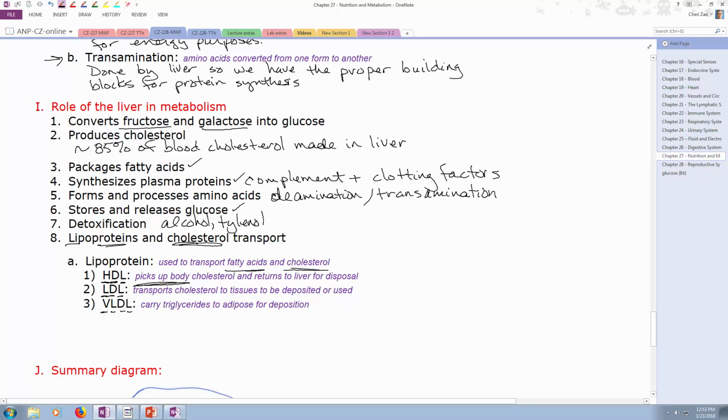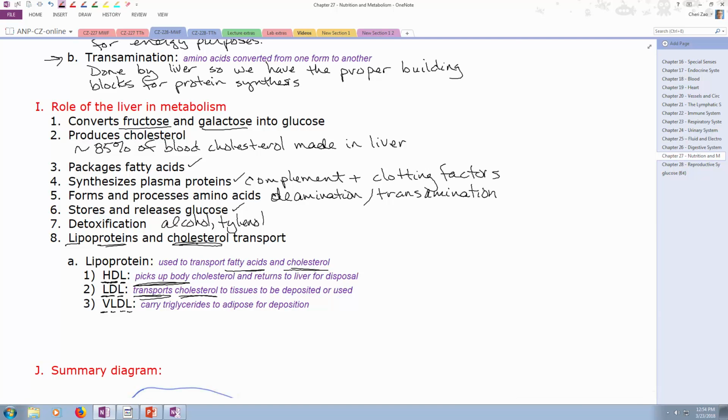LDL is designed to actually move cholesterol to our tissues to be deposited or used in our tissues. So that's what LDL is. And if you have a high LDL, that means we're putting all this cholesterol out there and we're putting more out there than what you need. That's what LDL is all about. We deliver cholesterol. We deliver it, we deliver it, we deliver it.